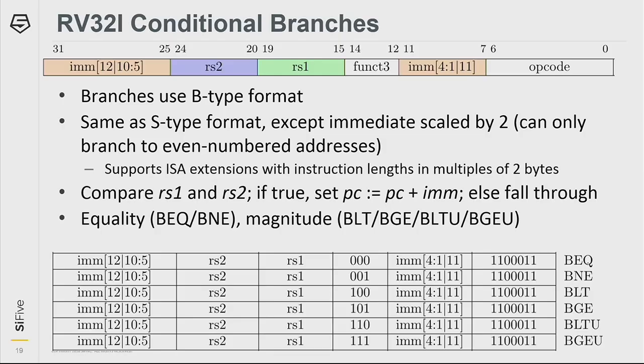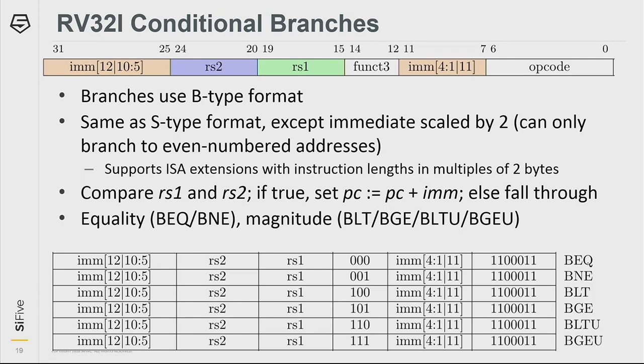So the way these branches work is they read registers RS1 and RS2, and they perform some comparison on them. And then if that comparison is true, it increments the PC by the immediate. Otherwise, it just falls through to the next instruction. So the comparison options you have here are equality and inequality, and magnitude comparisons, like less than or greater than or equal to, and the unsigned variants of the same.